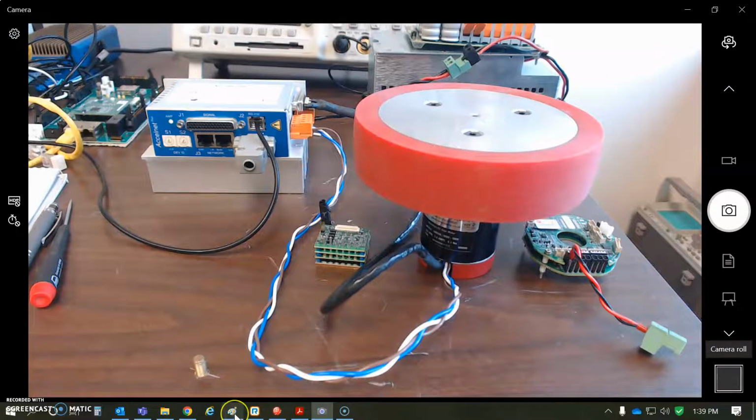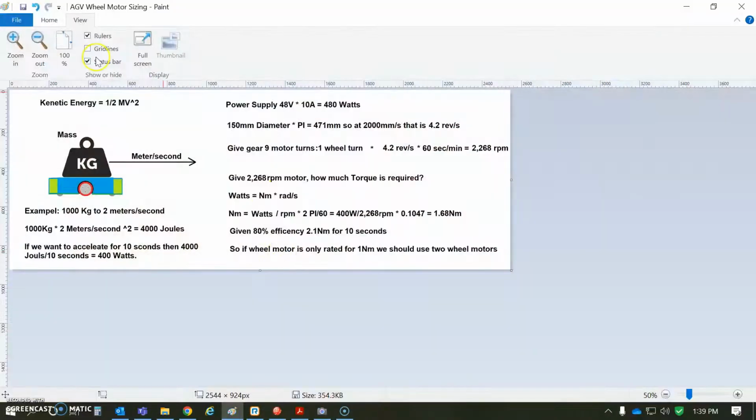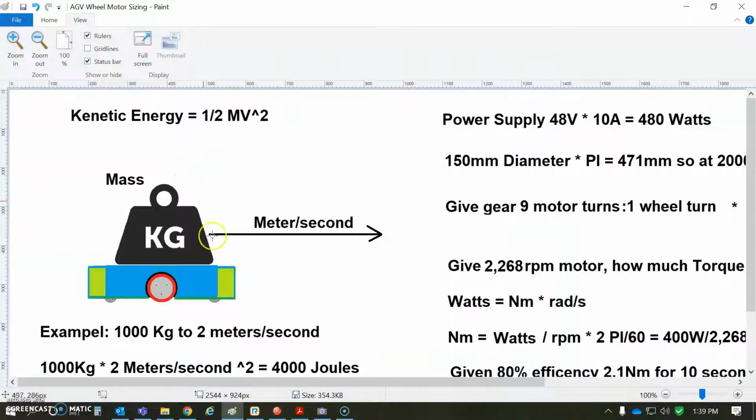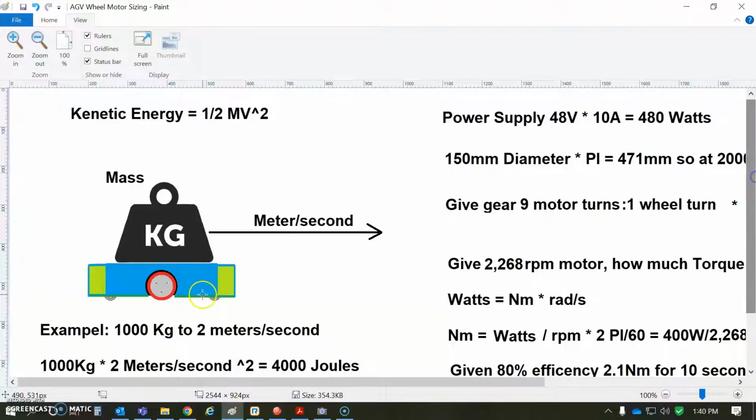But I did want to talk a moment about some formulas. The question was, how big does my motor have to be if I have 1,000 kilograms and I want to go 2 meters a second? That's a typical question from someone building an AGV. So I'm just using kinetic energy, to go from zero to whatever speed, some mass. That doesn't include all the inefficiencies or the weight of the vehicle itself.